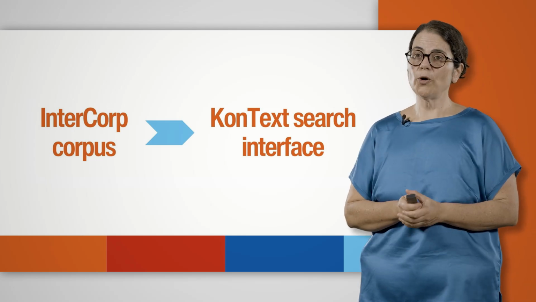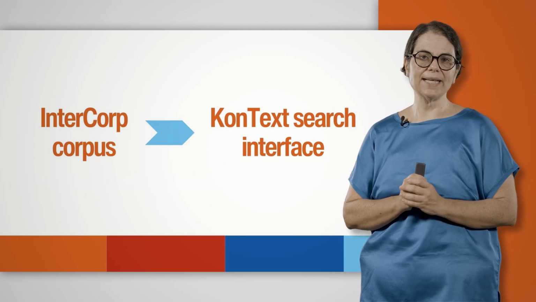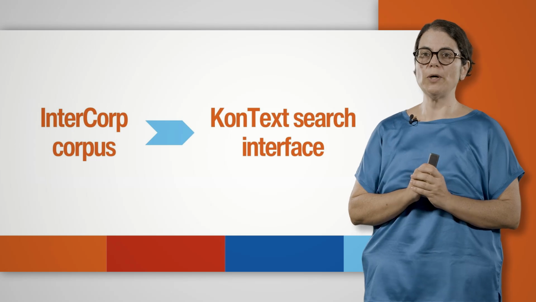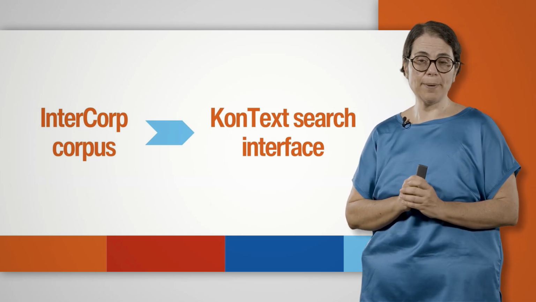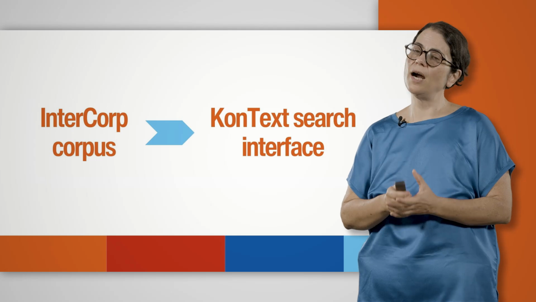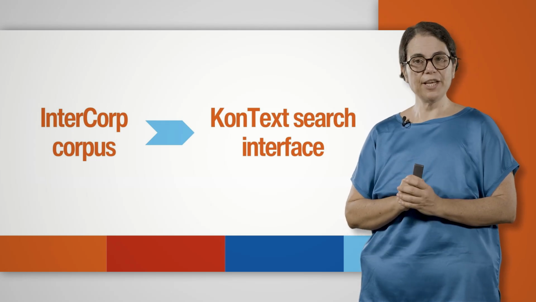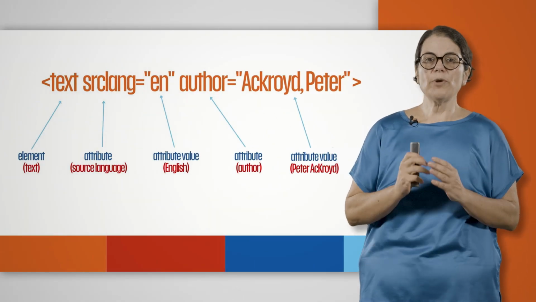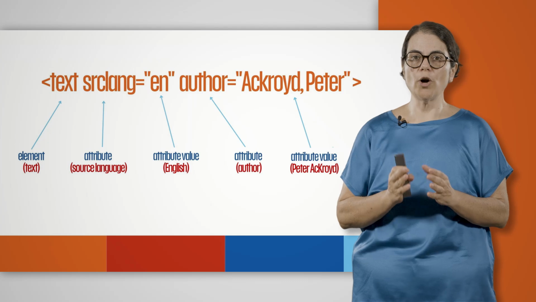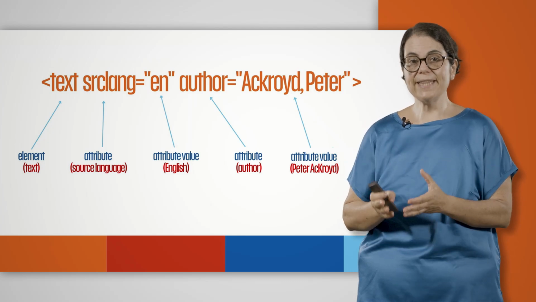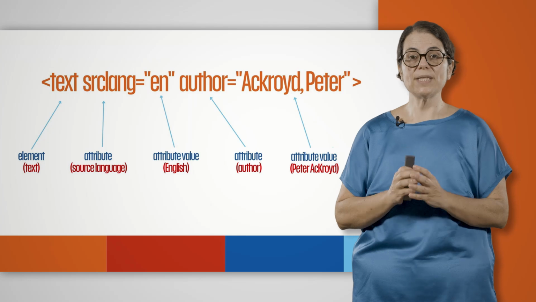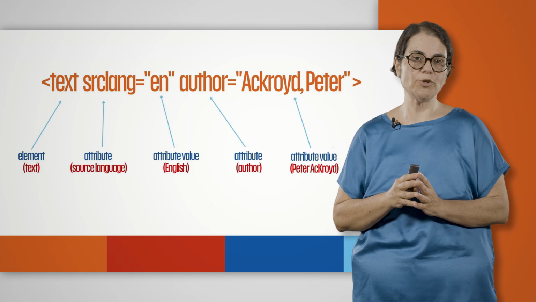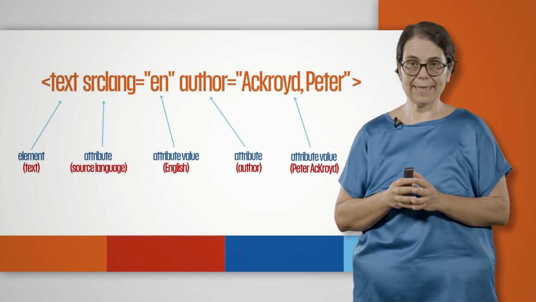The InterCorp corpus can be accessed online through the KonText interface, which allows you to perform very complex searches of both individual subcorpora and their parallel versions, where translations are aligned to their source texts. Here, we shall use the English subcorpus only. Specifically, we first restrict the search to the core InterCorp corpus and then further restrict the search to a set of English authors whom we identify thanks to the values of two attributes of the element text.